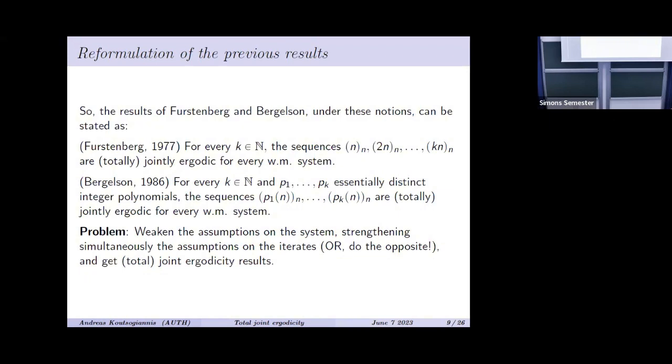is that, let's say that you have a result like the ones that we see here in which you have postulated a very strong assumption on your system. For example, the weakly mixing assumption is a very strong assumption. Maybe we can weaken the assumptions on the system, but simultaneously, maybe you will have to strengthen the assumptions on the iterates in order to get some joint ergodicity result, or do the opposite. For example, if you have a result for general systems and some very strong assumptions on the iterates, maybe you can restrict your systems a little bit and then weaken the assumptions on the iterates to obtain joint ergodicity results as well. So that's what we're going to do now.